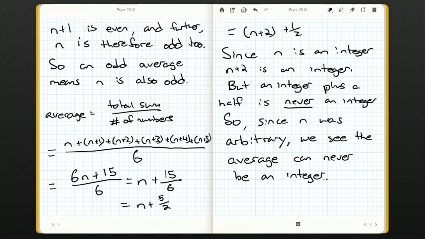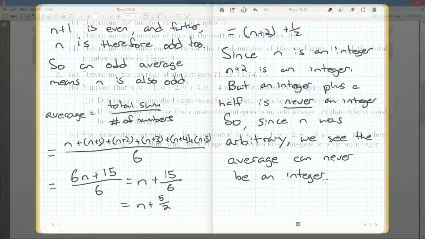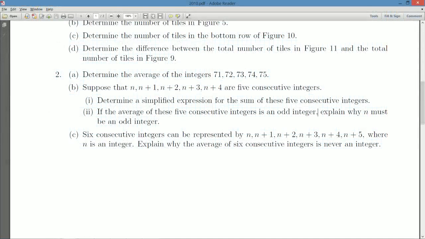So we got a formula for the average in terms of n. We explained exactly why that can't be an integer. So that solves the question. Explain why the average of 6 consecutive integers is never an integer. There we go. So that concludes question number 2. So we're at the halfway point. We can take a breath, but don't pause for too long, and join me in the next video for question number 3 on the 2010 Fryer.